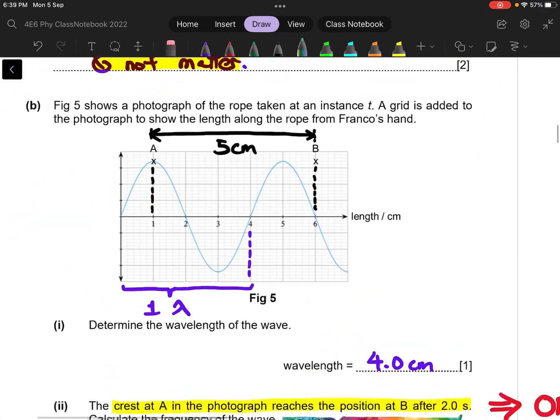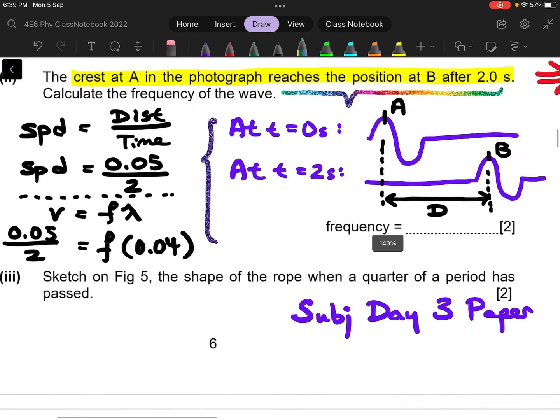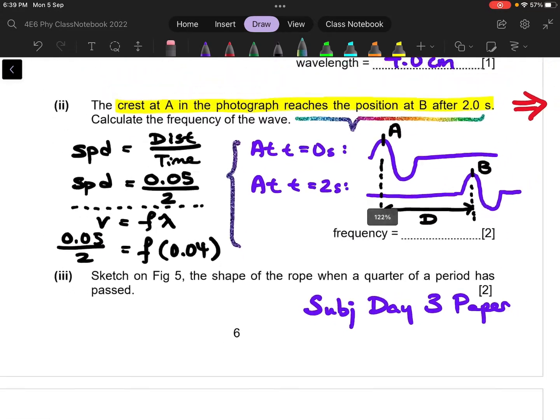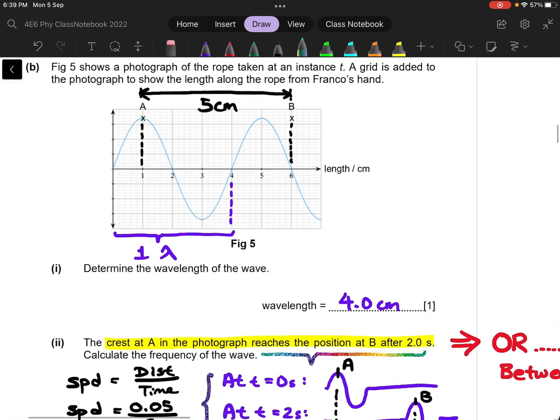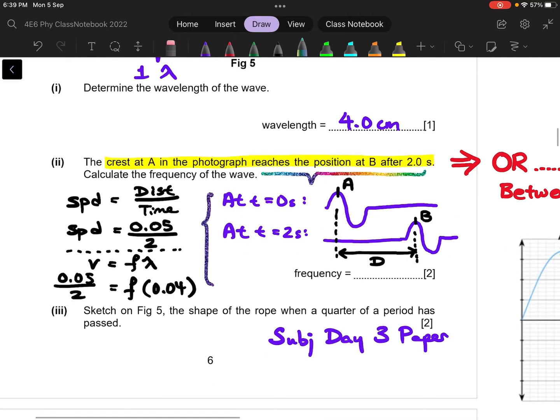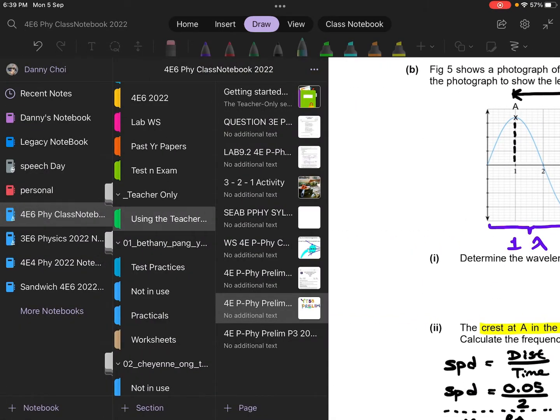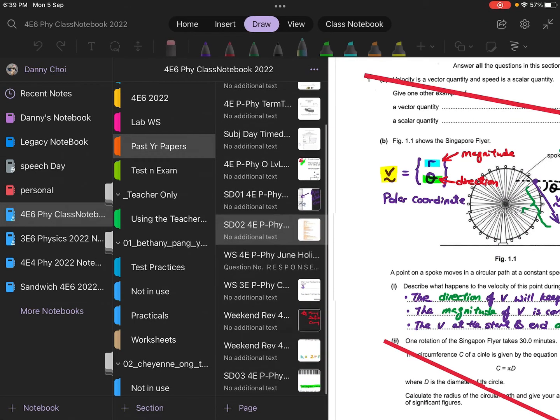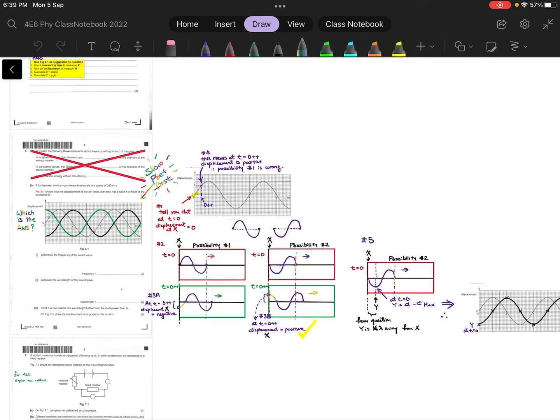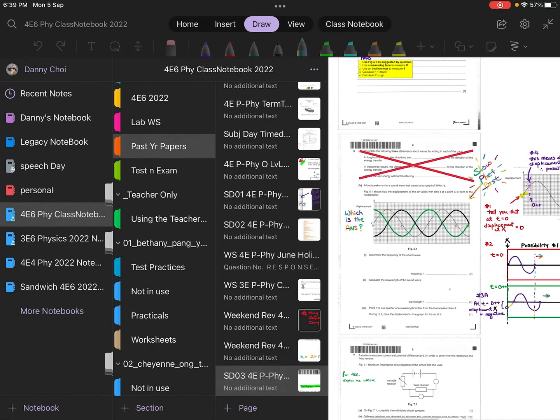After that, part B. If you refer to the last part, which is a sketch of the shape of the rope, it involves a very extensive breakdown of understanding, and actually this particular question of sketching the rope a quarter of a period away is actually given in your subject day paper. If you refer to subject day 3, the mock paper, in fact for my classes I have printed out a color copy for you, so you can refer to this one, and you will find that it can be solved similarly.